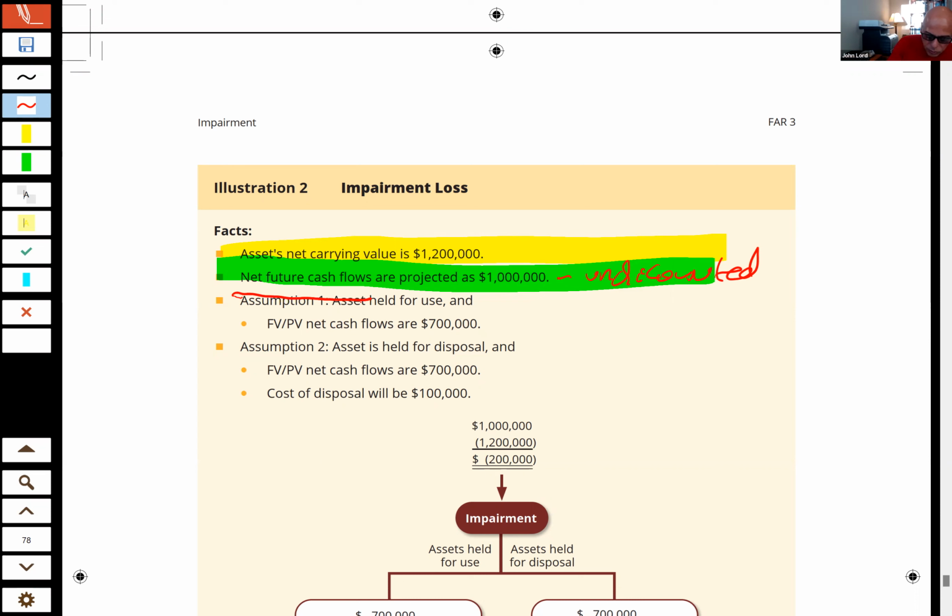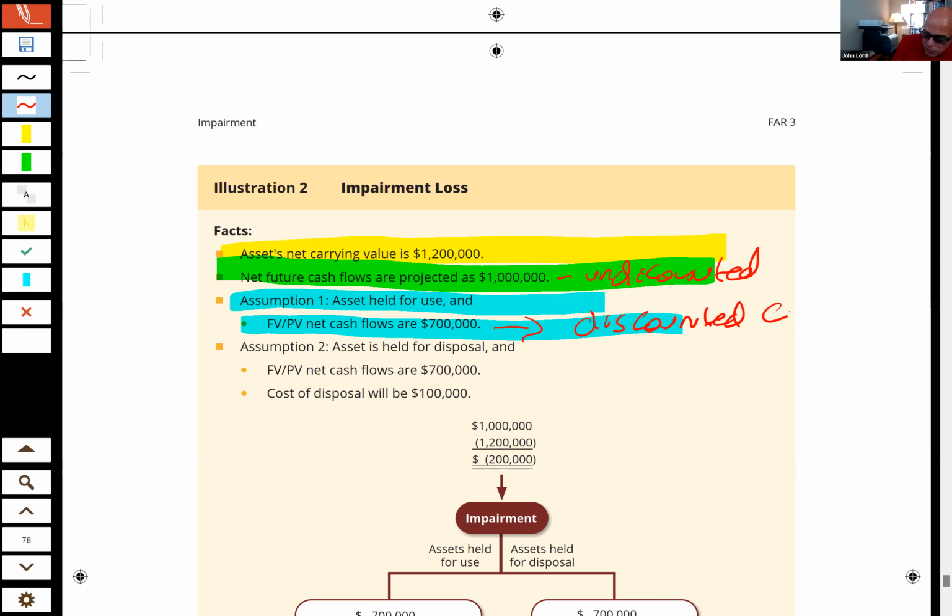And now what we'll do is we will say that the asset is held for use in assumption 1, and the present value of the net cash flows is $700,000. So now they took those same cash flows that they would have used in what we're calling step 1, and they discounted those cash flows. Now, maybe the problem will just tell you the fair value. I don't know, but I just want you to understand that if they told you discounted cash flows, that would be the fair value.